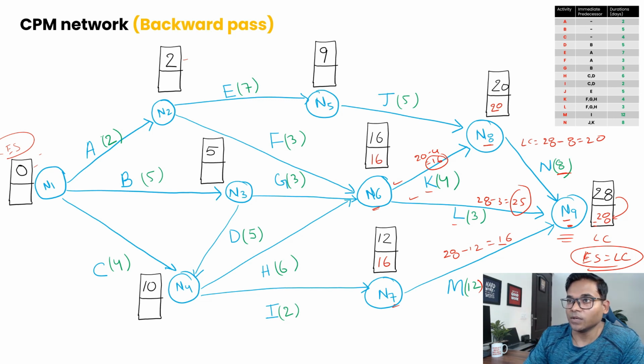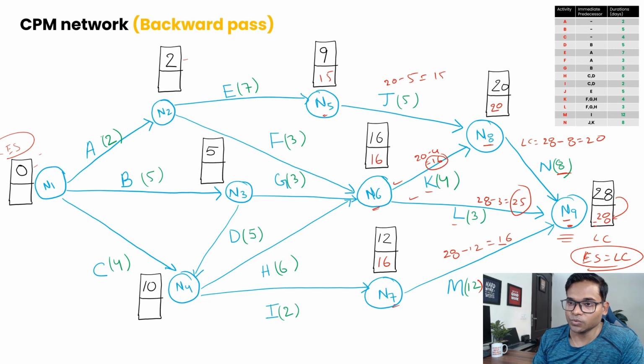Okay, now let's move to node 5. For node 5 it will be simple, 20 minus 5, because there is one arrow coming out of it, and simply it will be 15.